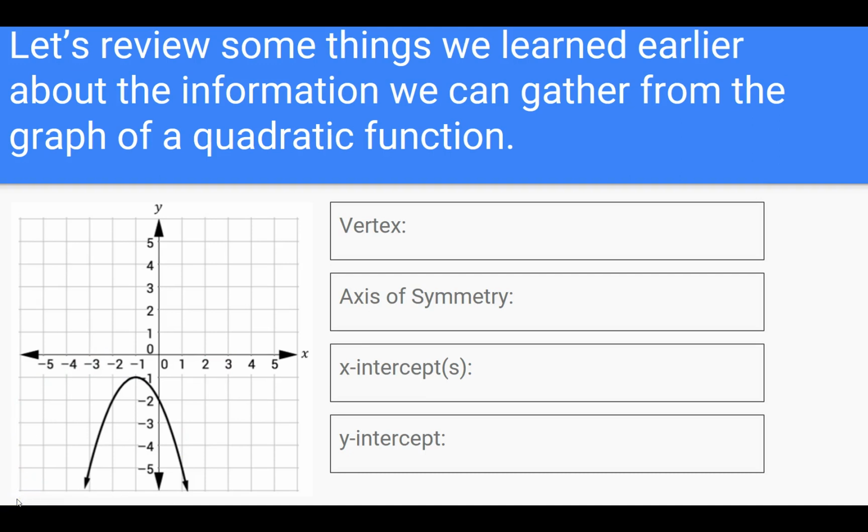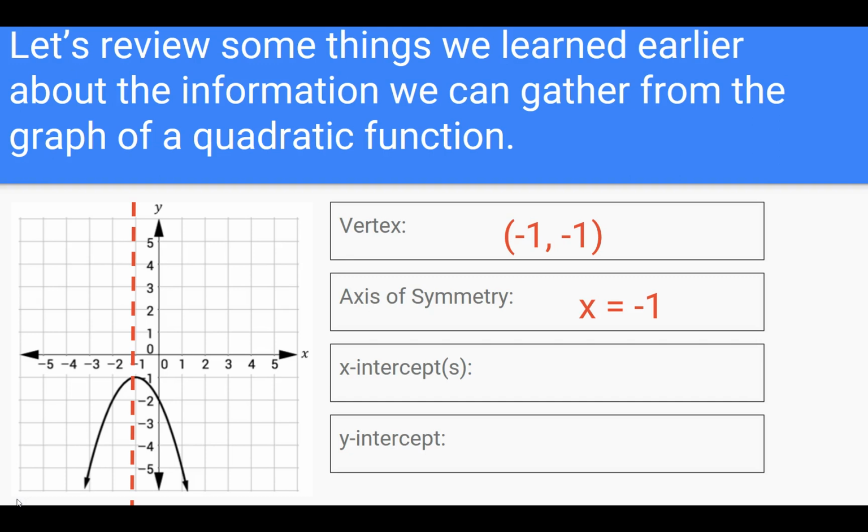All right, Miss Shauna, what is my vertex? -1, -1. Beautiful. And I'm going to jump to Sierra. What is my axis of symmetry? Okay, and is it the x or the y that's cutting through at -1? X, yes. We're cutting through where x equals -1. Good.